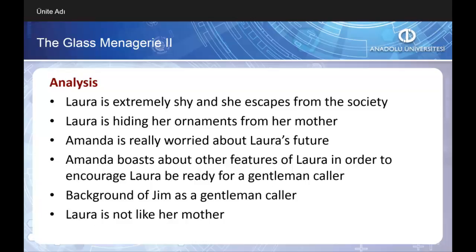We learn here the background of Jim as a possible gentleman caller, and we see that Laura is not like her mother and she doesn't want any gentleman callers.